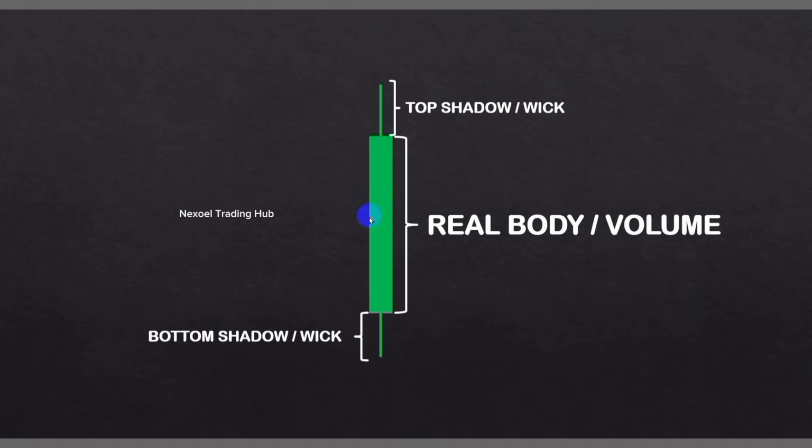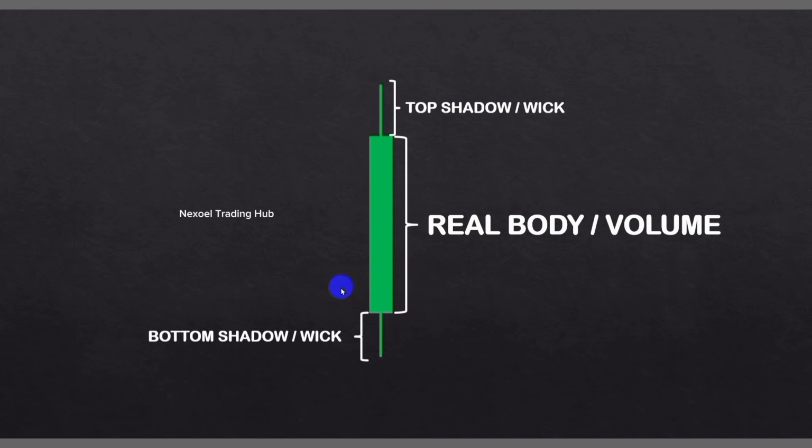So this is actually the real body or the volume of the candle. From this high here to this low, this represents the body of the candle. So this is the wick of the candle. What this basically means is that the market opened and then the market traded to this high point, but then the market returned and then closed at this high point.